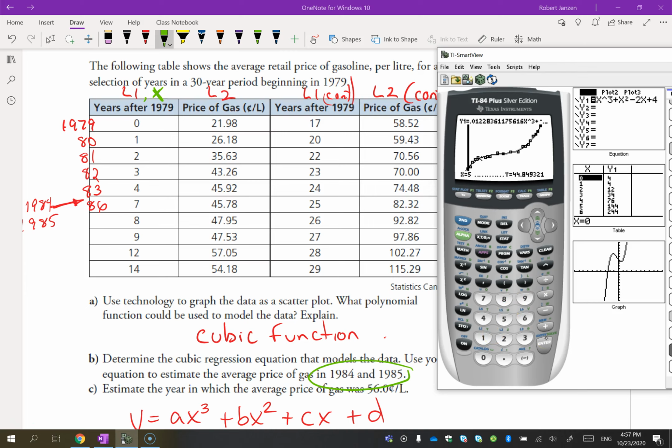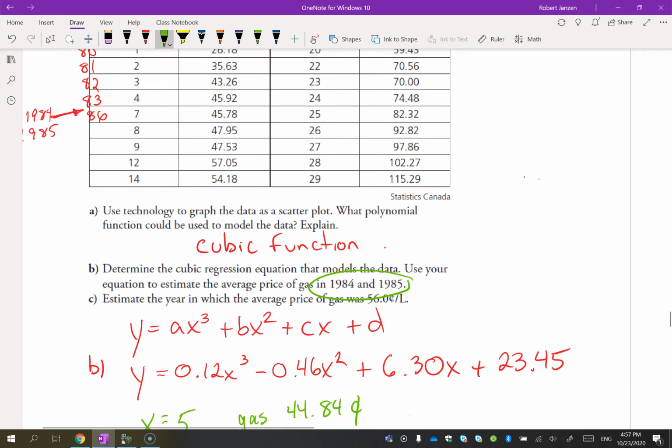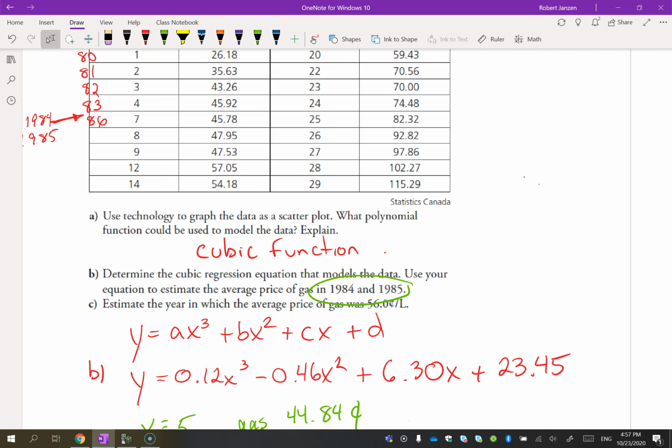So it tells us gas was 44.84 cents. Now if you look at our information here, maybe that doesn't quite make sense, because according to this space here, it should be somewhere around 45 cents.